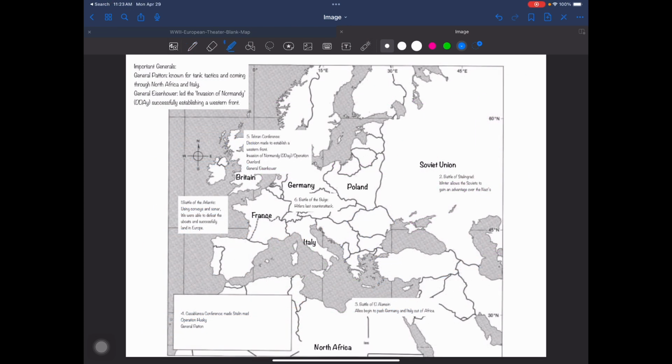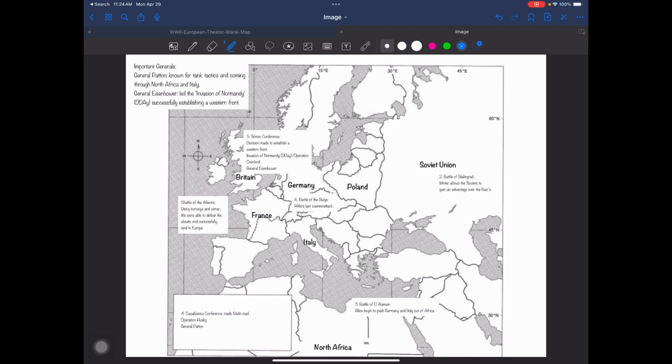The next couple of slides, we're going to be talking about the war in what we call the two theaters. On this slide here, we have the European theater. So this is the war that we're fighting against Germany and Italy. And then on the next slide, we're going to have what's called the Pacific theater, the one that we're going to be fighting against Japan.